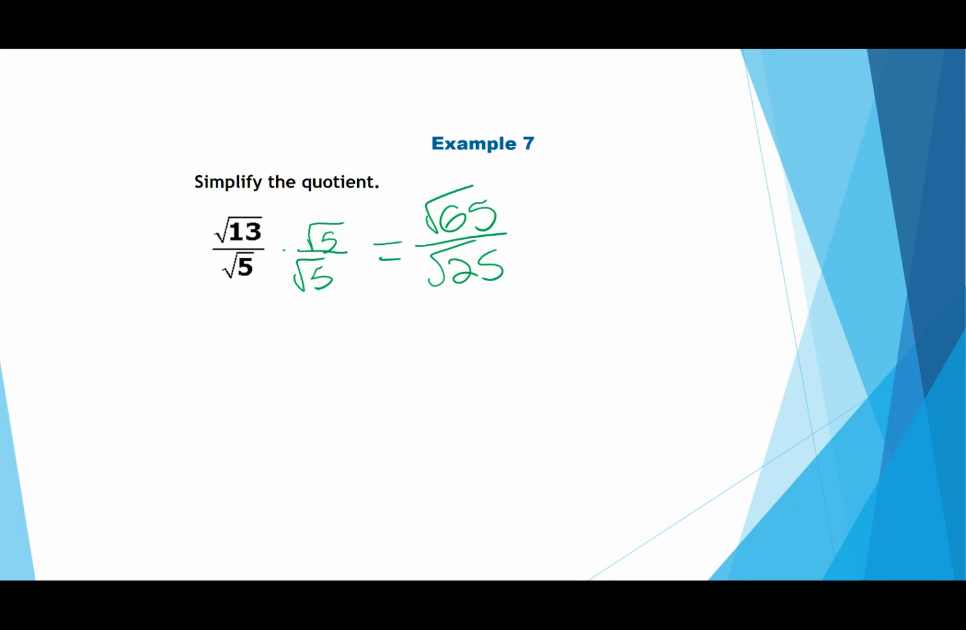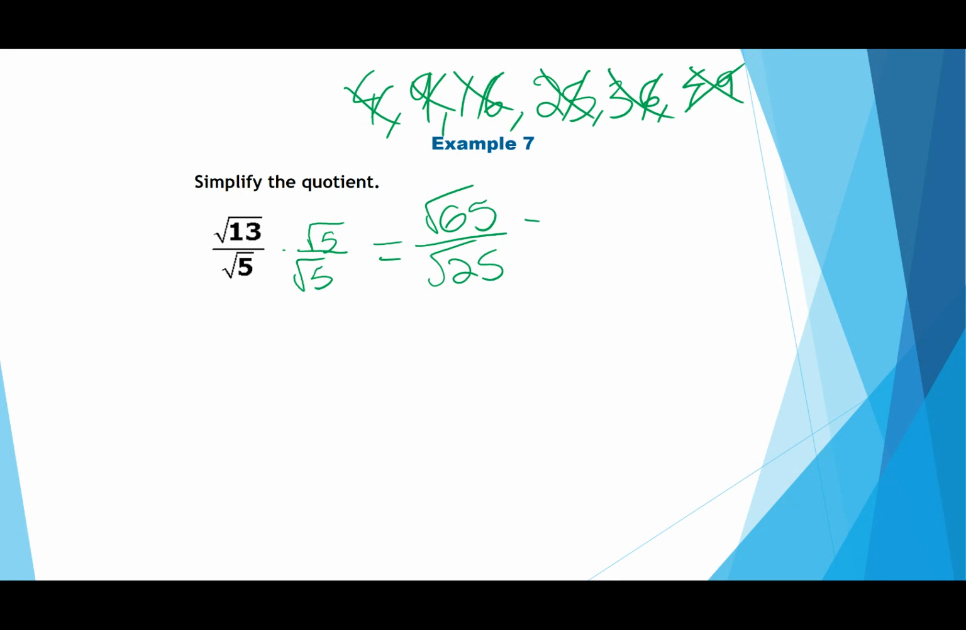Now, believe it or not, you can grab a calculator if you want to and see if 65 can be divided by any of these perfect squares, but it's not. It's not divisible by any of those. So the square root of 65 is as simplified as it's going to be, as weird as that seems. The square root of 25 is 5. So your final answer would just be this.